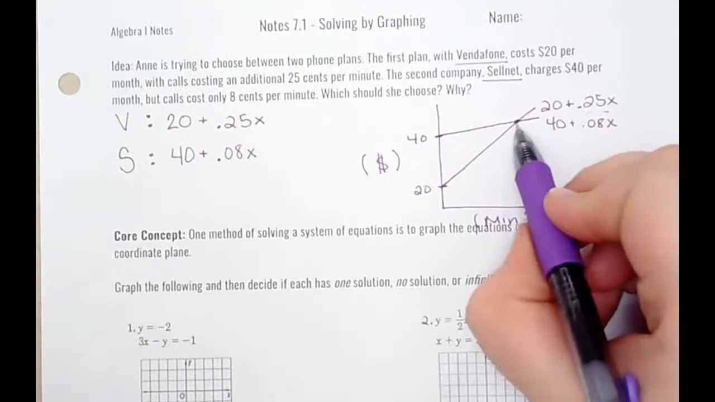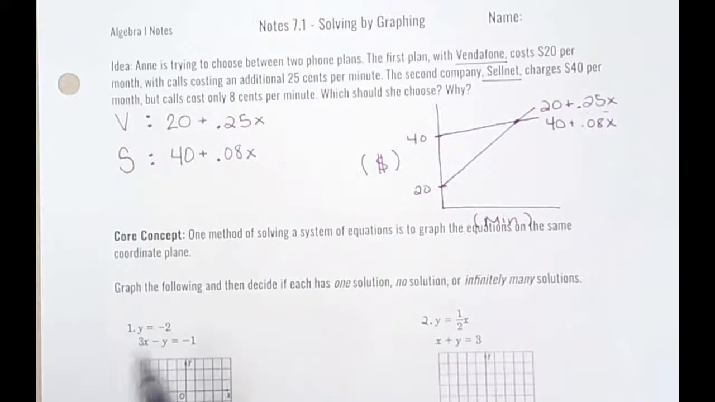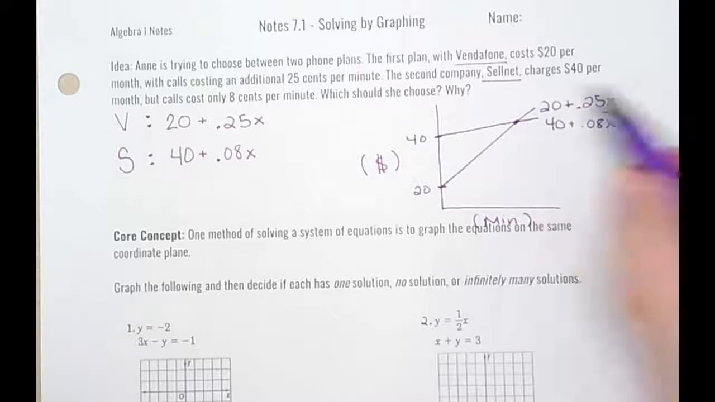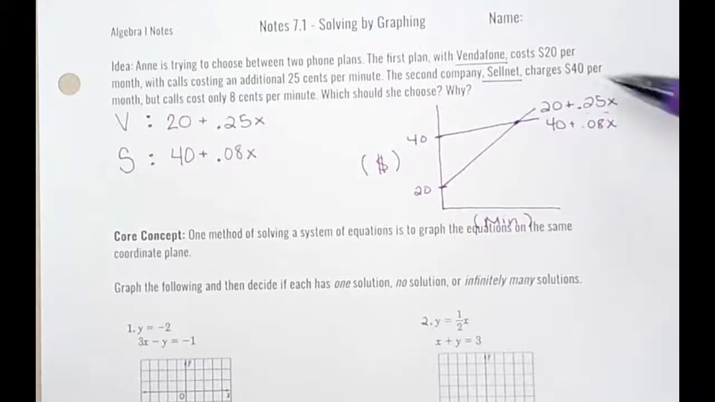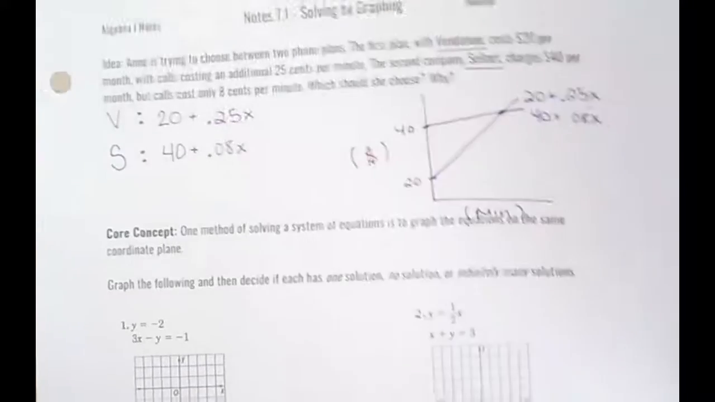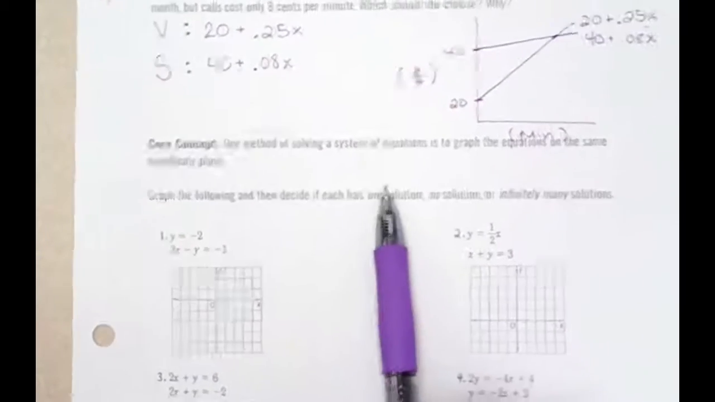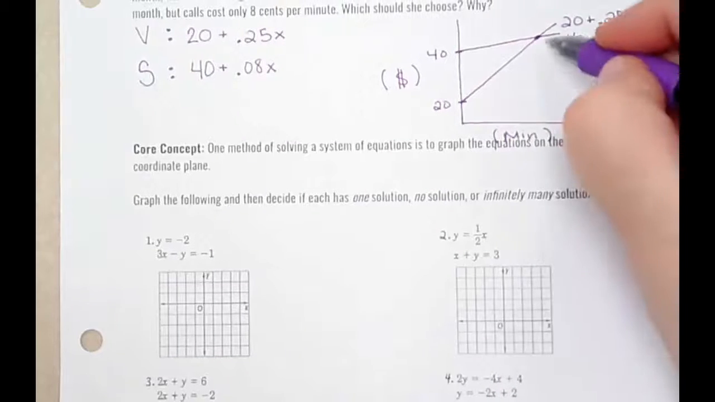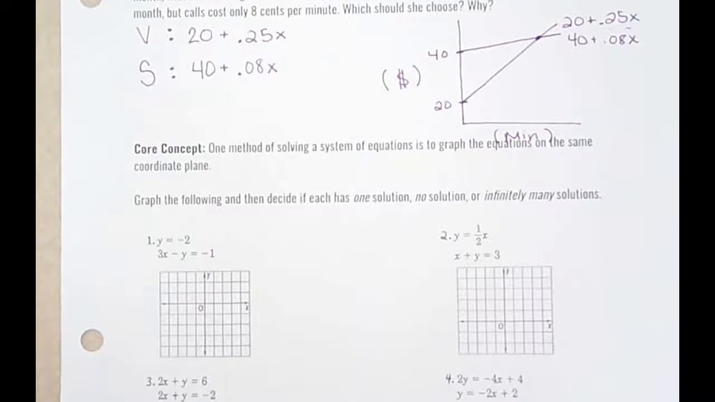So after a certain number of minutes, we would want to switch to this phone plan. Well, what point is that? If I know that I talk 100 minutes per month, I could figure out which one of these plans I should go with. And that's what we're going to be solving, is saying which one's a better idea. So one method of solving these systems and figuring out what that happy point is, is to graph them and see where they intersect. So let's actually do that down here.